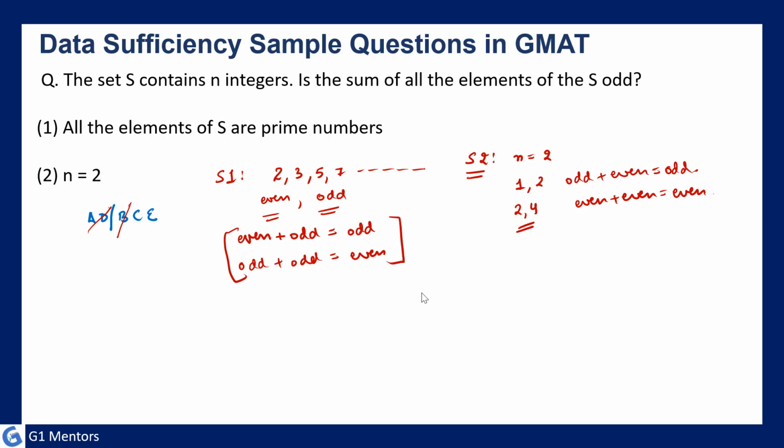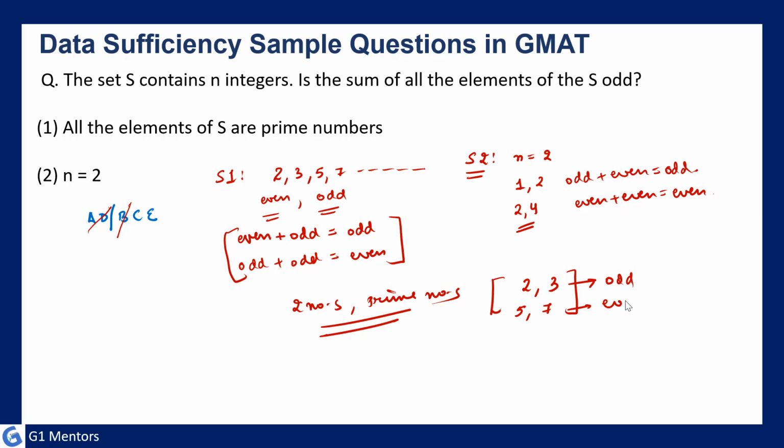Now let's combine statements 1 and 2. It says that the set contains two numbers and those two numbers are prime numbers. Again in this case, the two numbers can be 2 and 3, which are two prime numbers, or they can be 5 and 7, which are also prime numbers. In one case the result will be odd, in the other the result will be even. So we are not able to identify from this as well. So the answer choice to this question is E. We cannot determine the answer even by combining the two statements together.